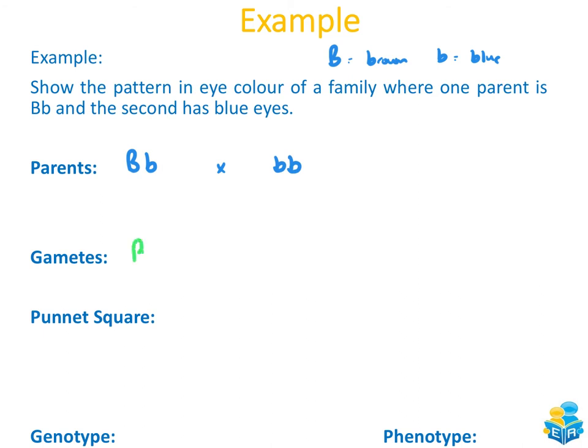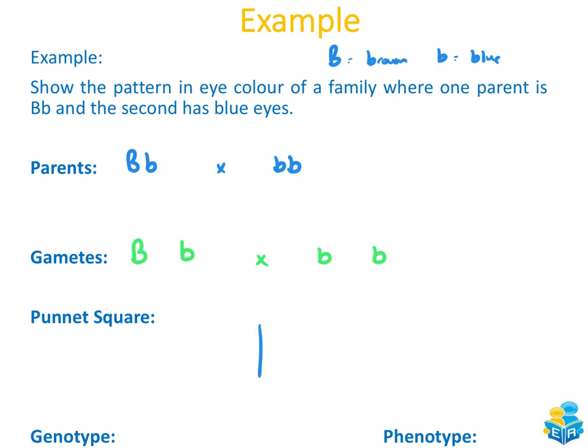So this first parent can pass on a capital B allele, the brown allele, or the small b, the blue allele. There's only one option for the second parent, but we're just going to put down both of them there anyway. It has to pass on a small b. It has to pass on the blue allele because it's recessive. It has two copies of that.